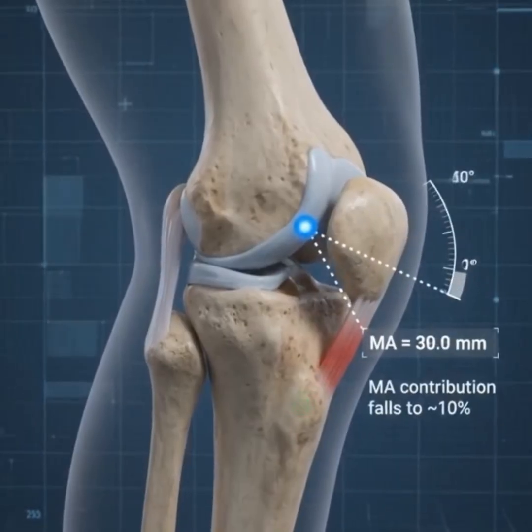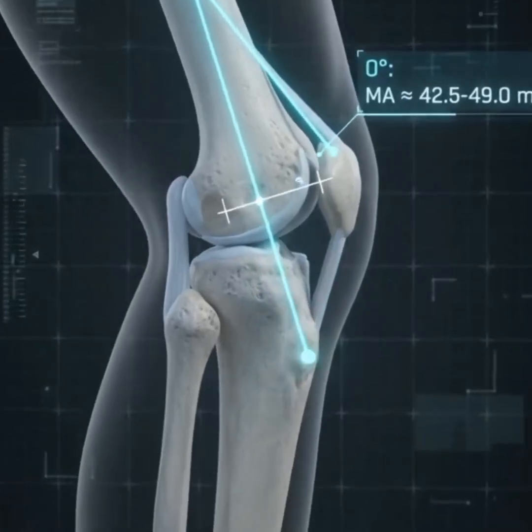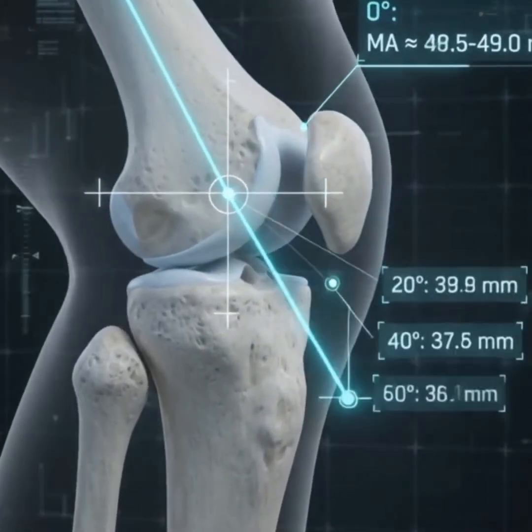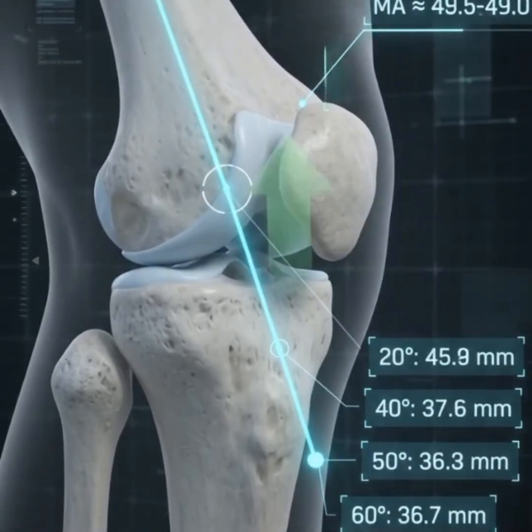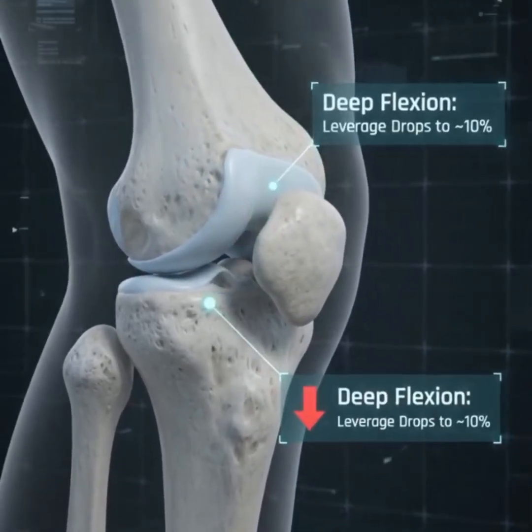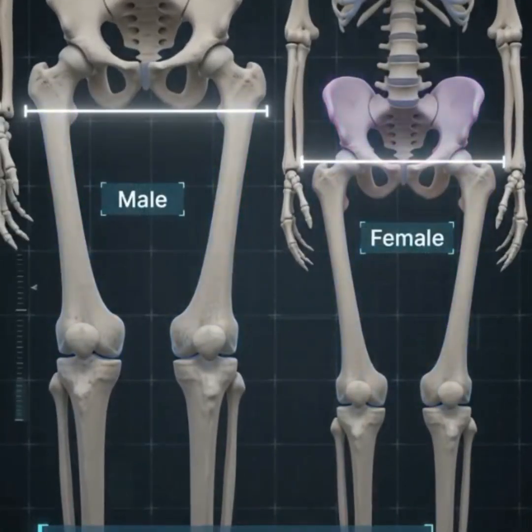The tendon wraps directly in the groove. As the knee flexes, the moment arm decreases, dropping linearly from full extension to 60 degrees. Leverage peaks near 45 degrees before dropping. Scale, not sex, determines moment arm length.